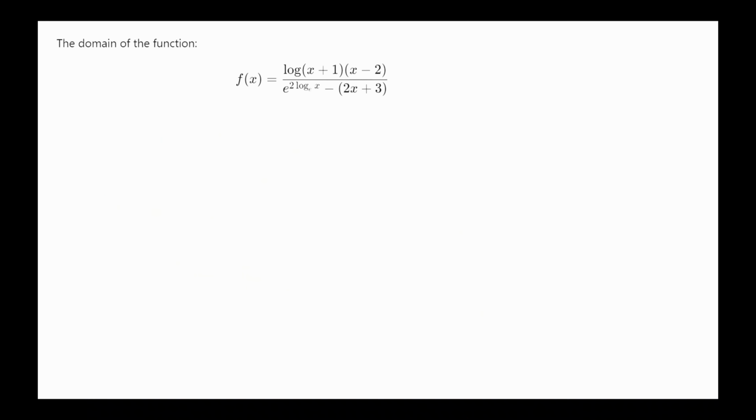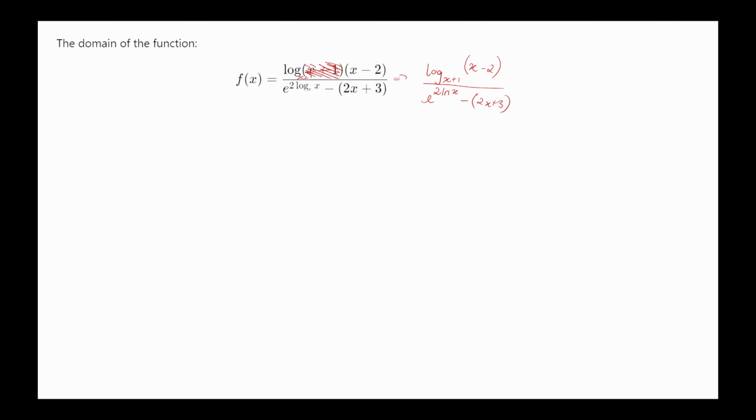Now let's take this one for example. There is a printing mistake here. x plus 1 wouldn't be in multiplication. x plus 1 is the base here. So basically the question is log base x plus 1 of x minus 2, e to the power 2 ln x minus 2x plus 3. Of course, log with base e can be written as ln x, right?